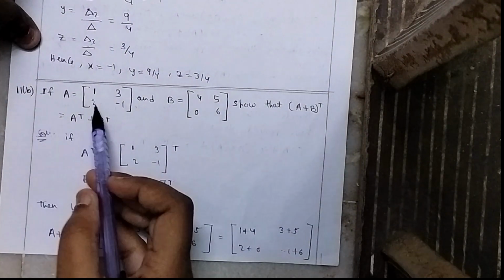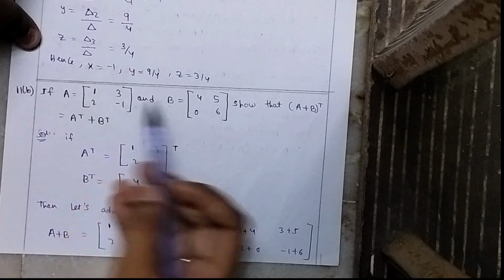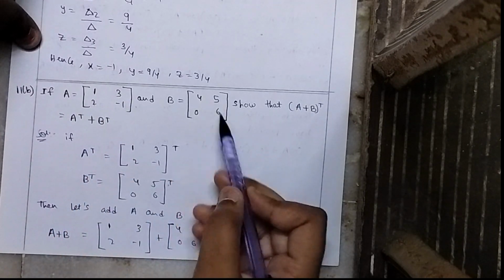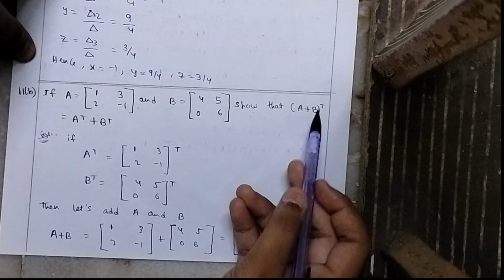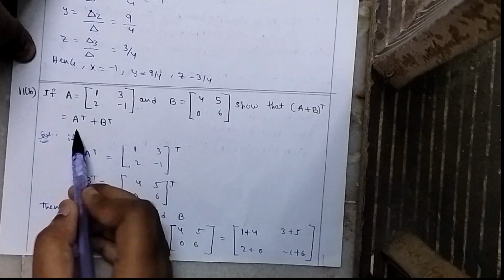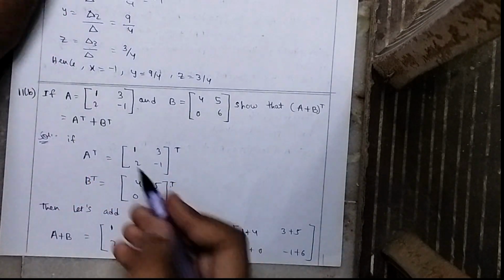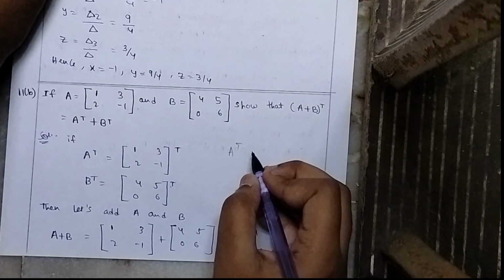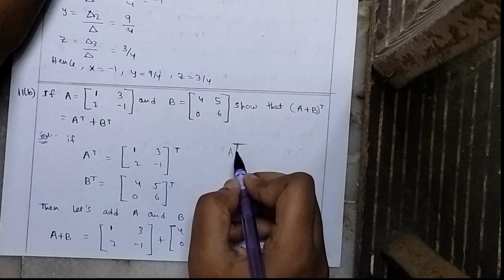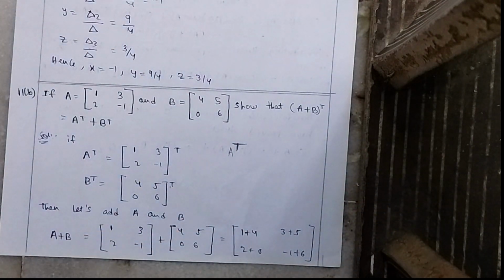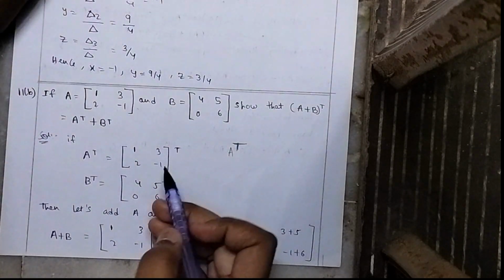11b. If A equals [1, 3; 2, minus 1] and B equals [4, 5; 0, 6], then show that (A plus B) whole transpose equals A transpose plus B transpose. Transpose means substituting the values of rows in the columns and columns as rows. That means A transpose.